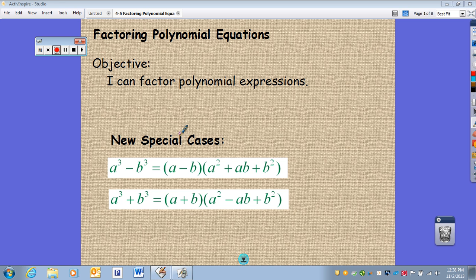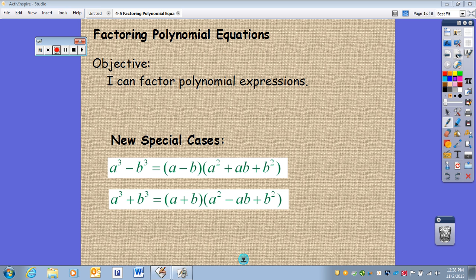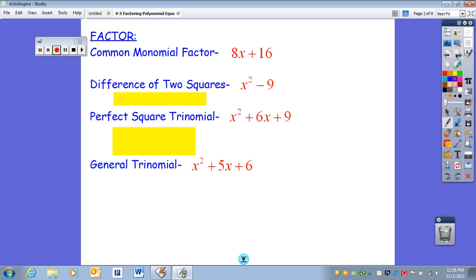In this lesson, we are going to be factoring polynomial equations. And if you recall from when we were doing multiplying, we were multiplying the difference and sum of cubes. Now we're going to be factoring the difference and the sum of cubes. So these are the special patterns that you can use to do factoring for the difference and the sum of cubes. Let's start by reviewing some of our basics.